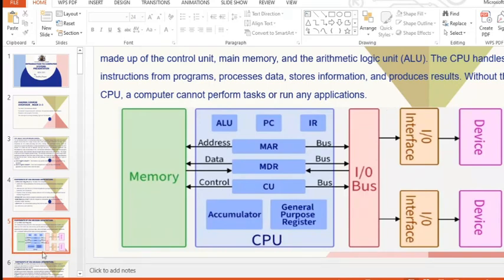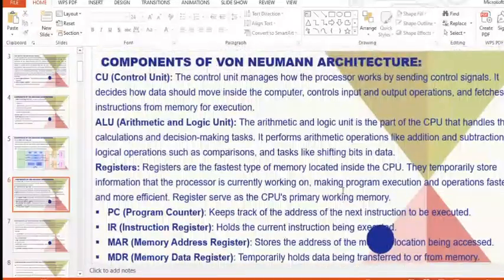So generally, getting to understand those terminologies and components: the CPU is embedded with the control unit, which sequentially manages how the processor works. That's the CPU, by setting the control signals. So it decides how data should move within the computer system, given your control signals and your input and output operations. Then it fetches those instructions from the memory for execution. That's more of the control unit.